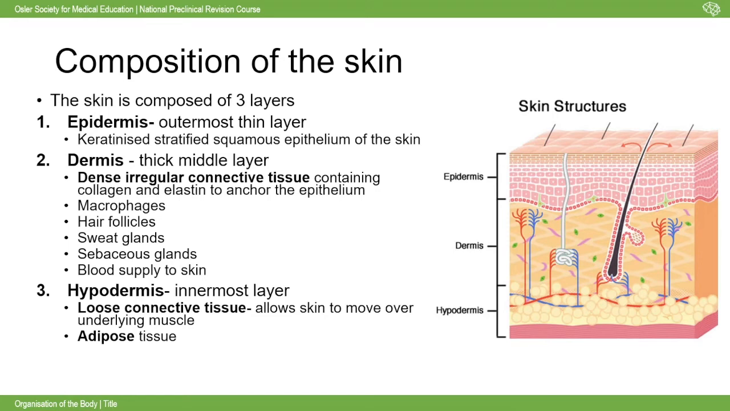And there's also a rich blood supply to the skin. So again, the epidermis is going to be avascular because it's epithelial tissue. But our dermis is going to be richly supplied with blood.